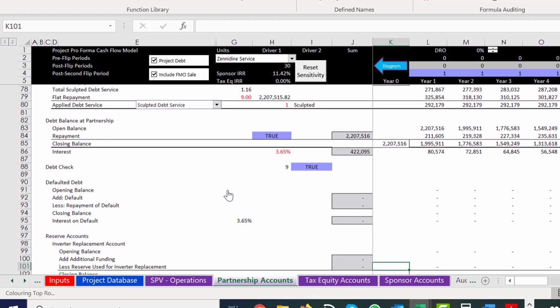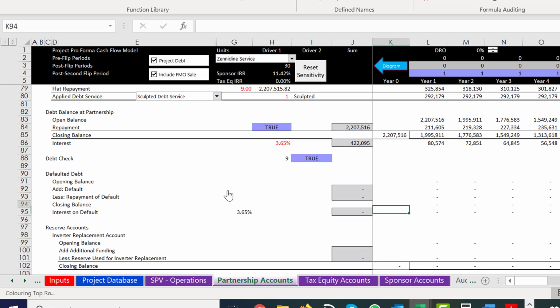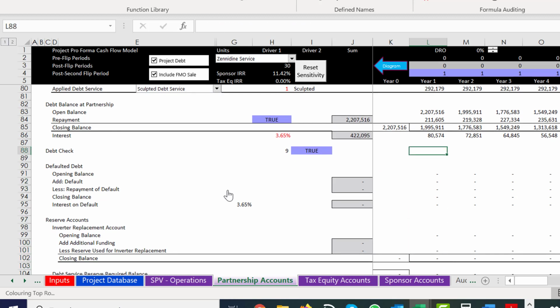And then it is possible, unfortunately, that your debt might have a default. And if you don't have enough cash flow in the partnership to pay this debt service, you're going to have a default. And the tax equity is really going to be upset about that.